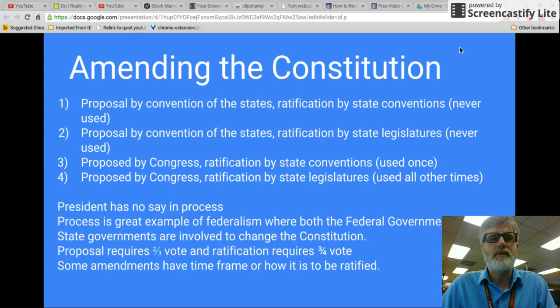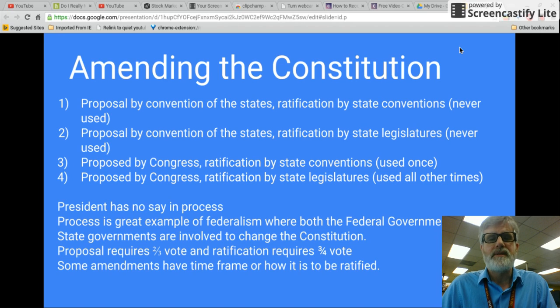To propose a constitutional amendment, it requires 2/3 of a vote of Congress, which is 2/3 of the Senate, 2/3 of the House, or 2/3 of the states, or 2/3 of conventions of the states. To actually ratify the Constitution requires 3/4 of a vote of the states, and that is basically 38 states have to approve the amendment to the Constitution.